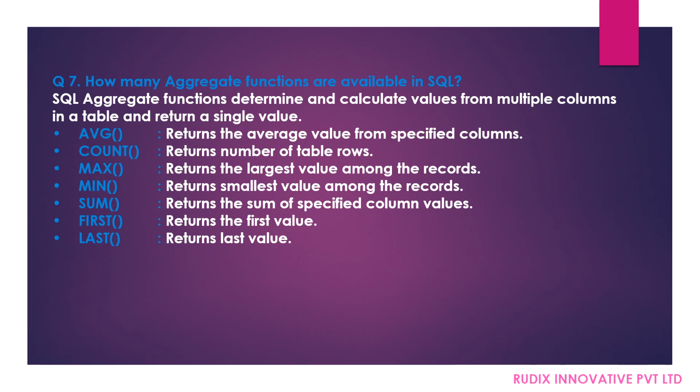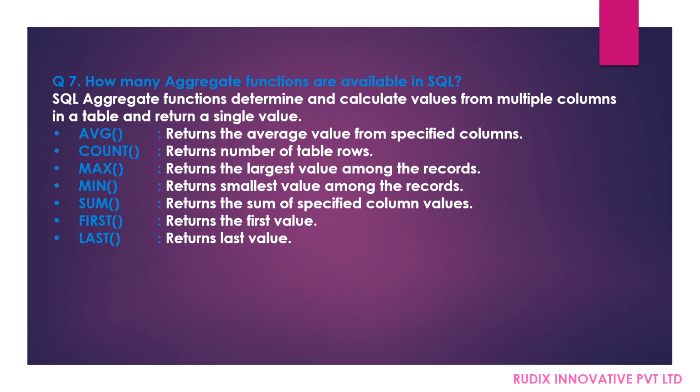Next question. How many aggregate functions are there in SQL? An aggregate function is used to perform a calculation on a set of rows and return a single result. These functions operate on a group of rows and typically return a single value based on the values within each group. Commonly used aggregate functions in SQL are average, count, max, min, sum, first, last. They determine and calculate values from multiple rows in a table and return a single value.